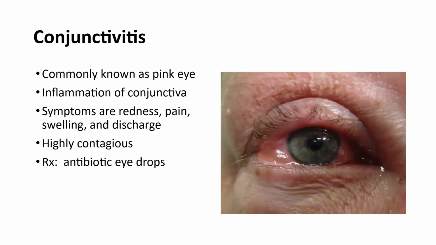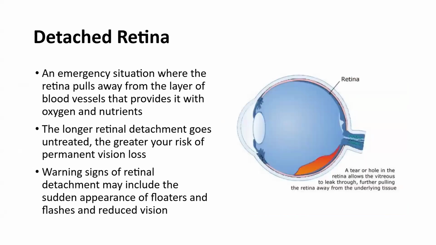And then we have our conjunctivitis. This is going to be commonly known as pink eye. So that's going to inflame that conjunctiva. So you have the redness of the eye, pain, swelling, and usually this discharge coming out. This is a highly contagious disorder. So if someone has pink eye, they rub their eye, they could pass it to you. And then you do need an antibiotic eye drop to get this cleared up.